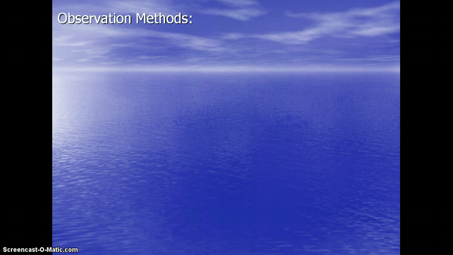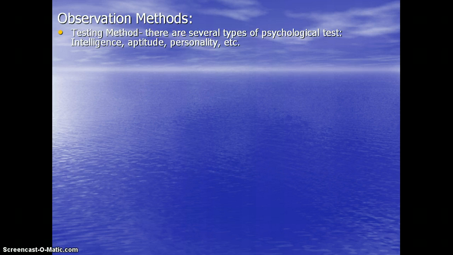Okay, let's talk about observation methods a little bit here. A testing method is a type of observation with several types of psychological tests. You have intelligence tests, aptitude tests, personality tests. Intelligence, you know what that is, so you're smart or not. Aptitude means what you would be good at. Some of you may have taken the ASVAB test, the Armed Services Vocational Aptitude Battery. The military pays for this, and they say, based on your test scores, you would be good at code breaking or whatever it happens to be.